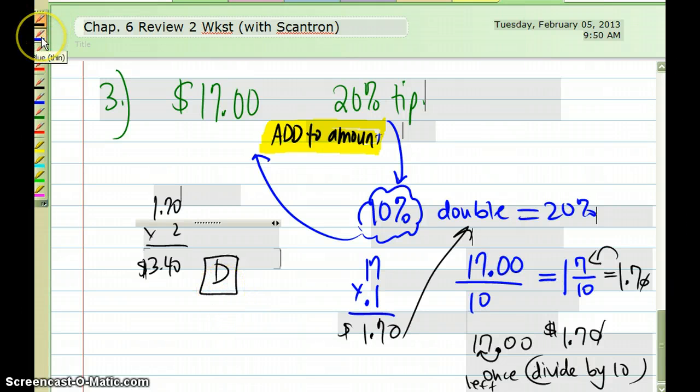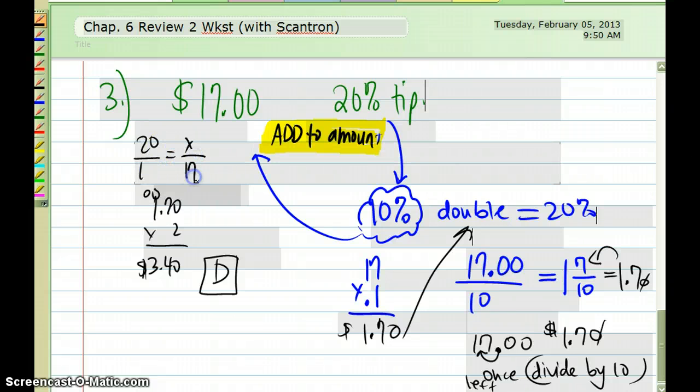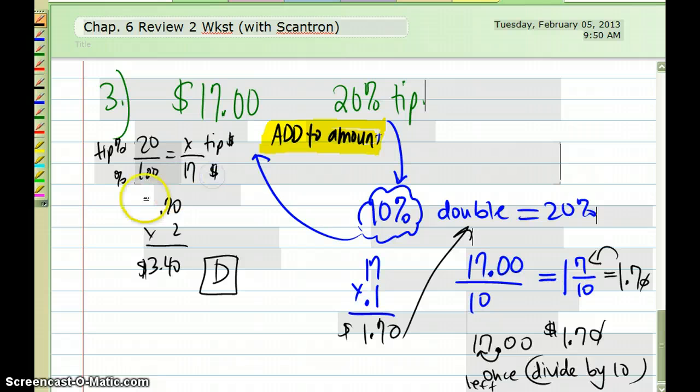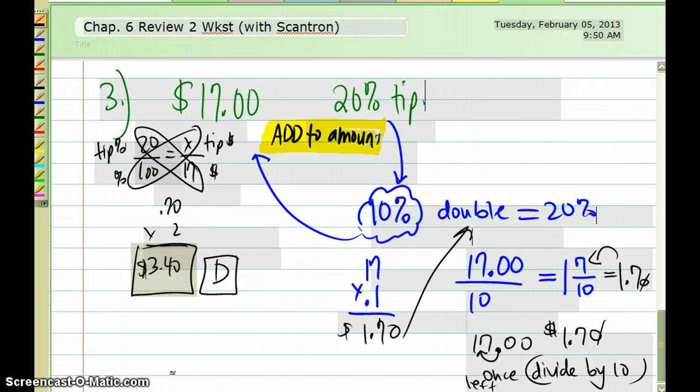Now, to set it up in a proportion, I would do 20 over 100 equals x over 17. And remember, 20 represents the tip percentage, and so x represents the tip in dollar amount. So we have that percent, dollar when we set up my proportion. So again, you'll still get 3.40 when you finish that proportion, just like I did it in so many other different ways here.